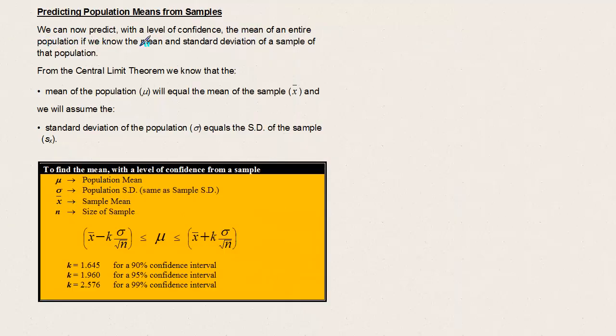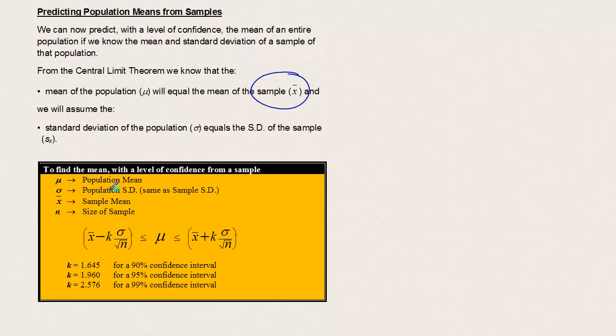We can now predict with a level of confidence the mean of an entire population if we know the mean and standard deviation of a sample of that population. From the central limit theorem, we know that the mean of the population will equal the mean of the sample, and we will assume the standard deviation of the population equals the standard deviation of the sample. Obviously, we really have to be taking a large enough value of n for this to be true, but we'll just assume it in most of the questions we do.